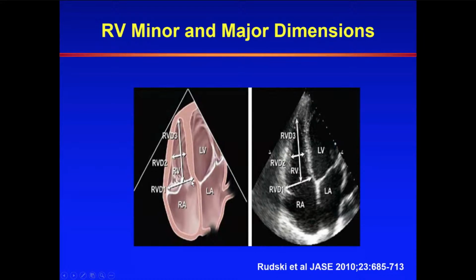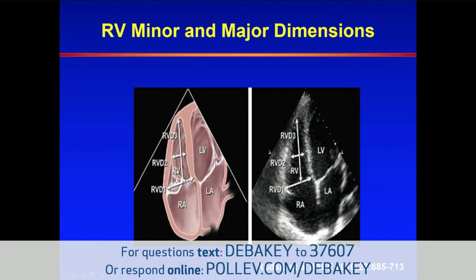The upper limit of normal for dimension 1 is 41 millimeters. This is irrespective of size or sex, and for the middle dimension, it is 35 millimeters. For the long axis, it is 83 millimeters.